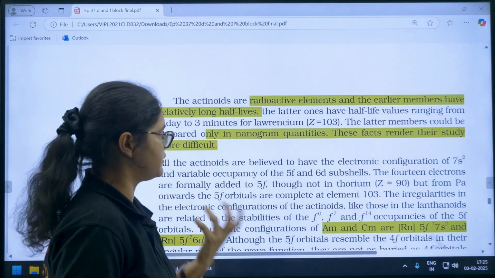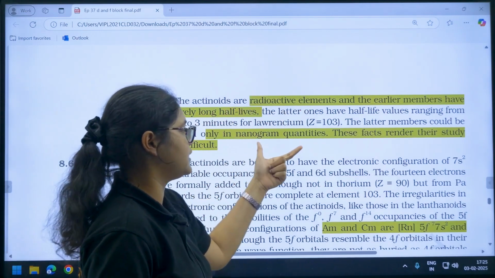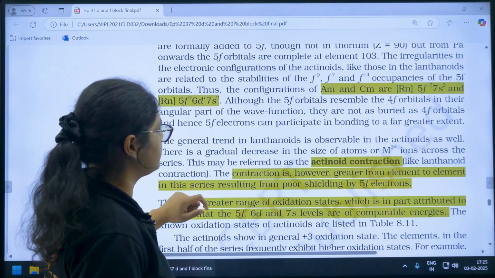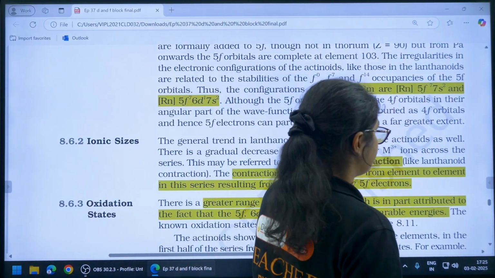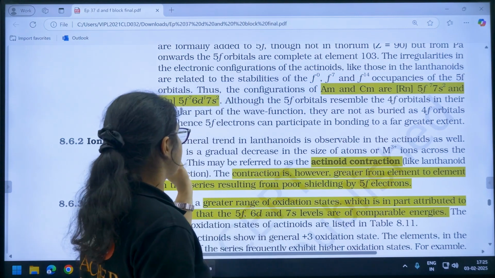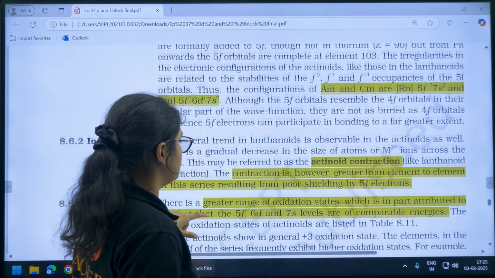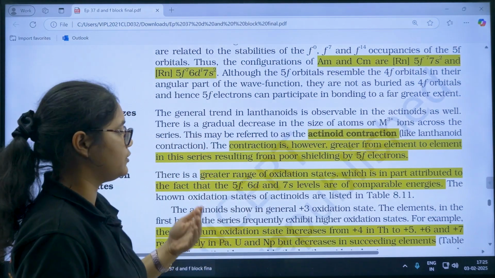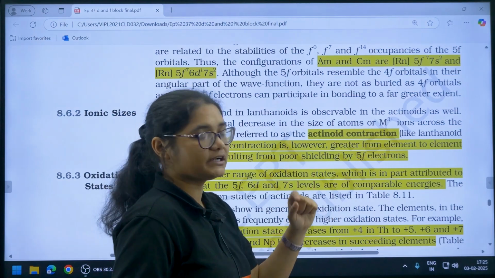So why are they very difficult to study? Because they are radioactive, they have shorter half-life and they are produced in nanogram quantities. Next, coming to electronic configuration, Am and Cm have 5f7 7s2 and 5f7 6d1 7s2 configurations. Okay. Next, what is actinide contraction? Just like lanthanide contraction, but actinoid contraction is much greater than lanthanide contraction due to the poor shielding effect of 5f electrons.